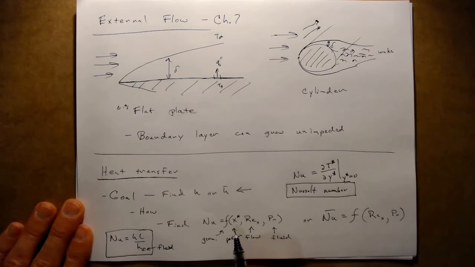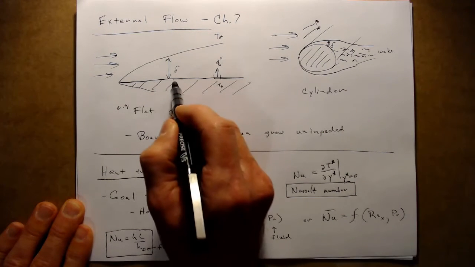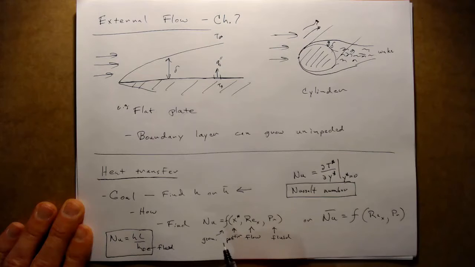non-dimensionalized position. So where we are along the surface, non-dimensionalized by some other length scale, and the properties of the flow, namely the Reynolds number, and properties of the fluid, which we could express as the Prandtl number. And this function, we don't know right now what it is, but that function is unique to a specific geometry and flow regime.